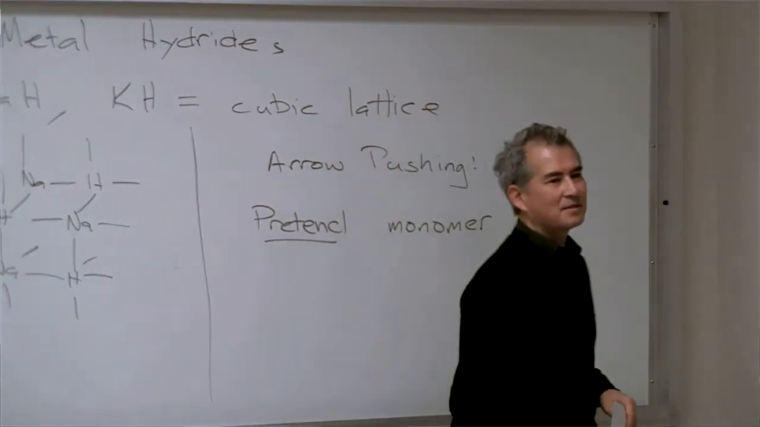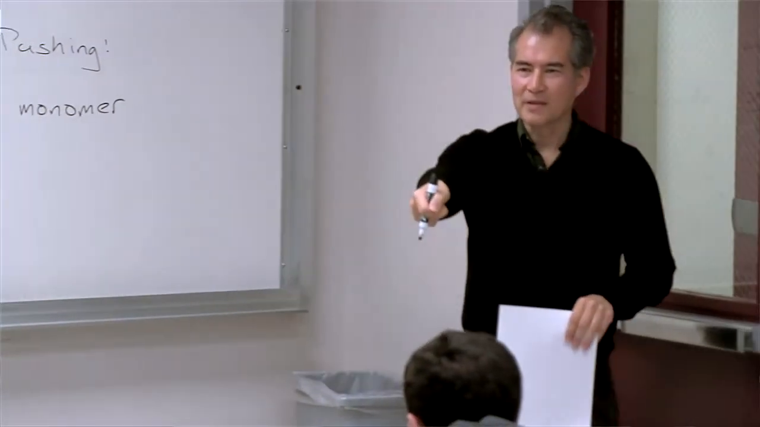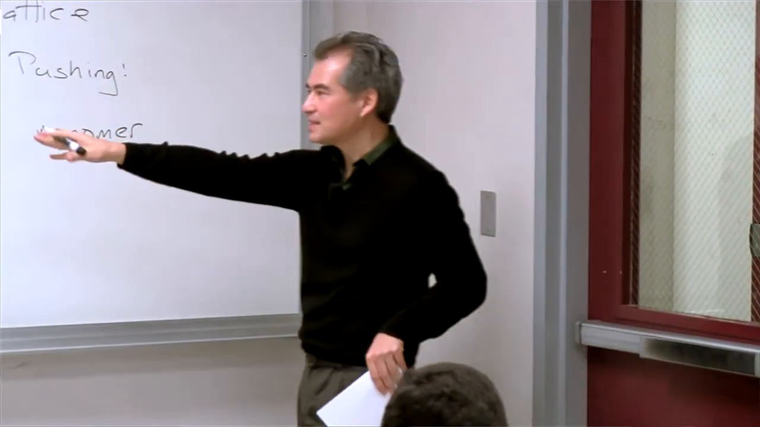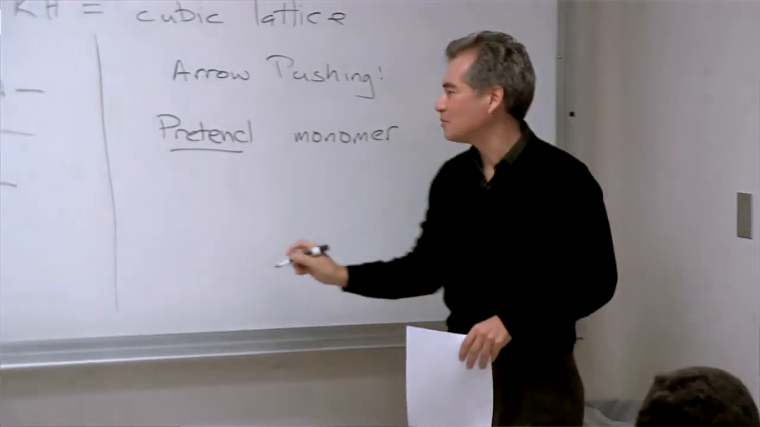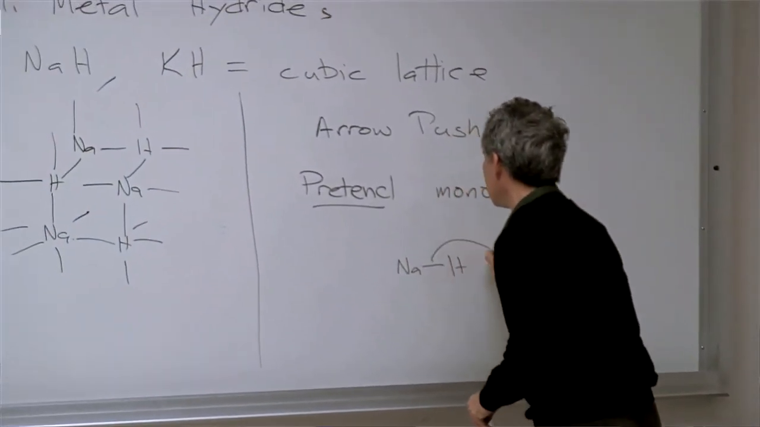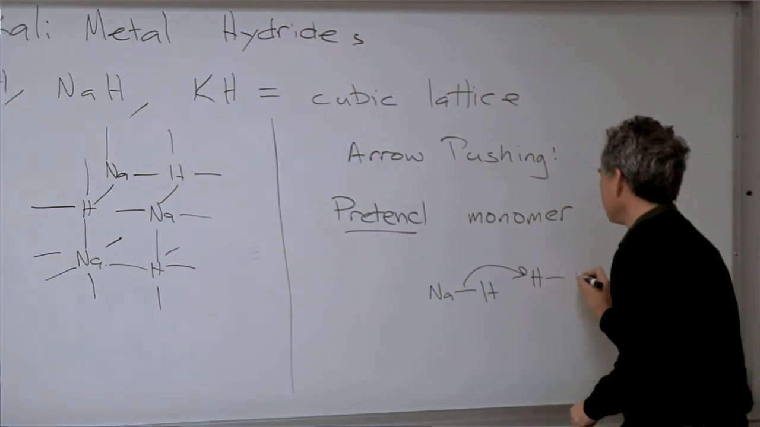We're just going to pretend it's a monomer. But every time you draw that monomer, we're all going to remember that all of these hydride reagents look like these cubic lattices. So when you do arrow pushing, I want you to do this, just like you've been doing.